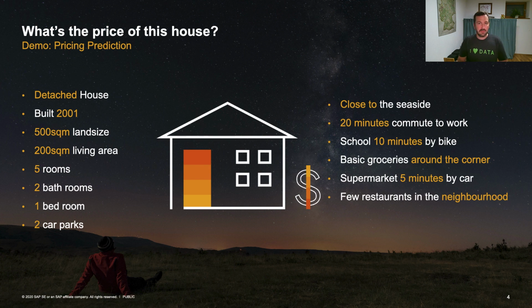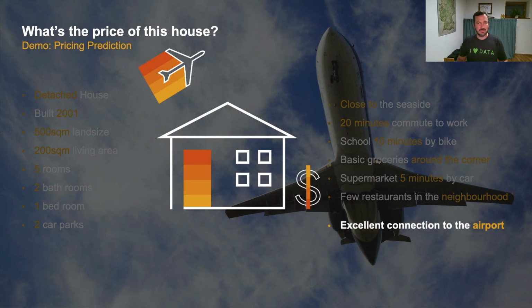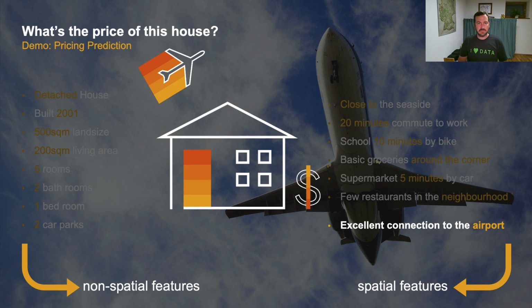But what if I tell you the best thing about the house is that it has an excellent connection to the airport? Right. You have to know everything. You have to know the non-spatial features and you have to know the spatial features to actually come to a robust and precise prediction. And this is exactly the setting for our demo now.